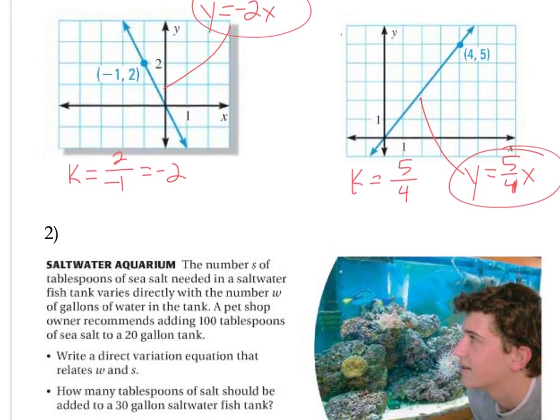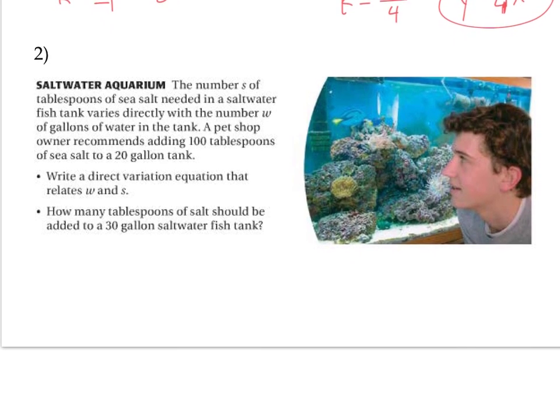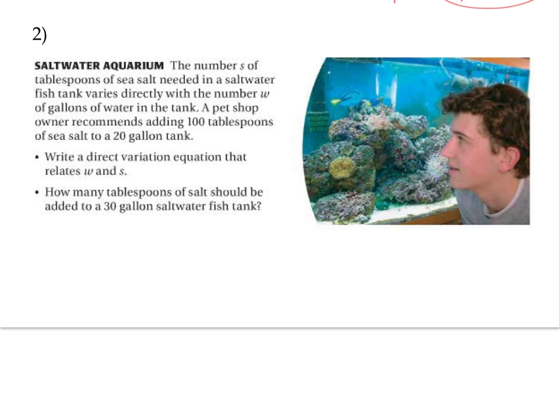Let's look at how we can use some direct variation in some applications. We've got this situation here with an aquarium, saltwater aquarium. We need to add salt to the water. So this is telling us that the amount of sea salt needed varies directly with the amount of gallons of water in the tank. So we have S for the number of tablespoons of sea salt, and W for the gallons of water in the tank. It says the pet shop owner recommends adding 100 tablespoons of sea salt to a 20-gallon tank. Write a direct variation equation that relates W and S.